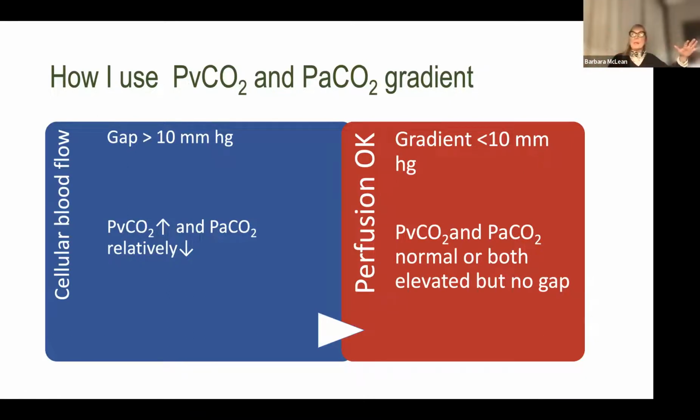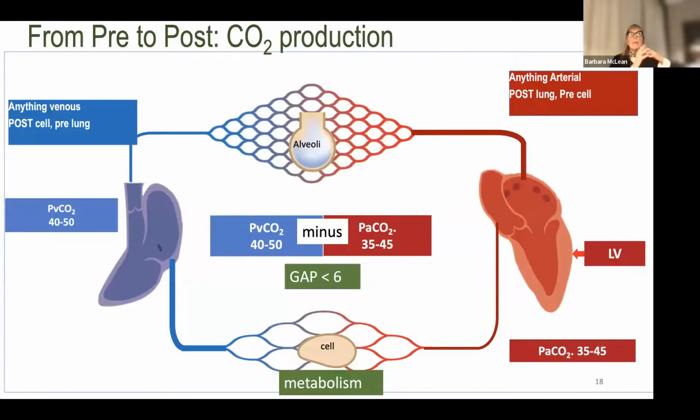Now, that does not mean that your pulmonary perfusion is okay. We're talking about systemic perfusion. So cellular blood flow in deficit with a gap greater than 10, and cellular blood flow okay with a gap that is less than 10. Straightforward.